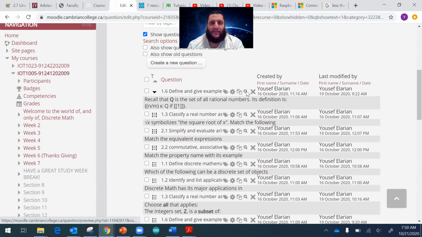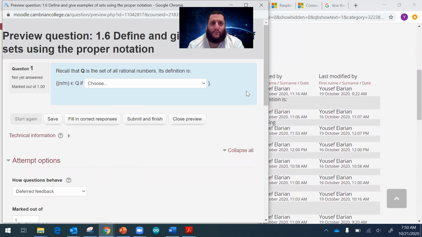So this question says, recall that Q is the set of all rational numbers. This would be the last time for me to remind of this. So if the question comes later in the final, you have to know the names by now. Let me refresh your memory quickly.